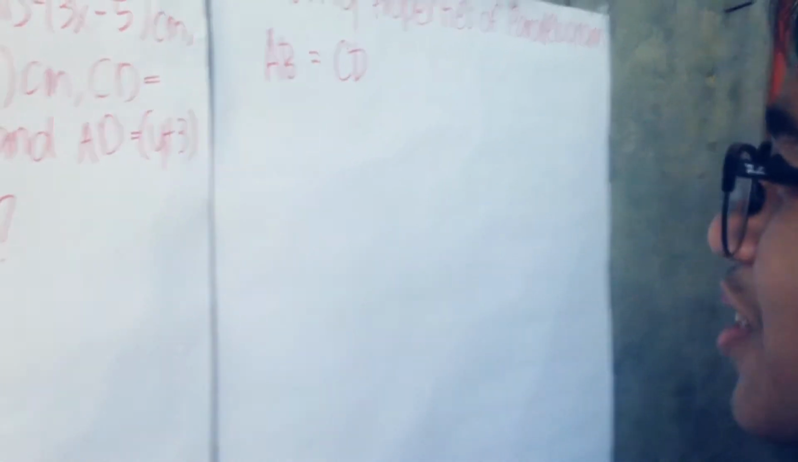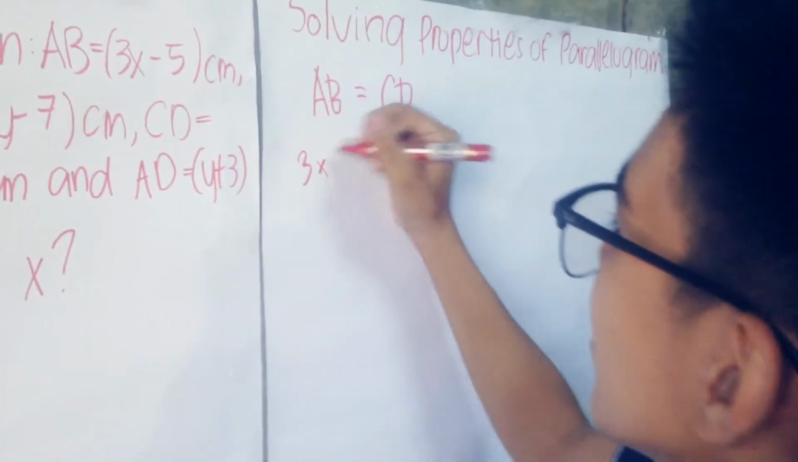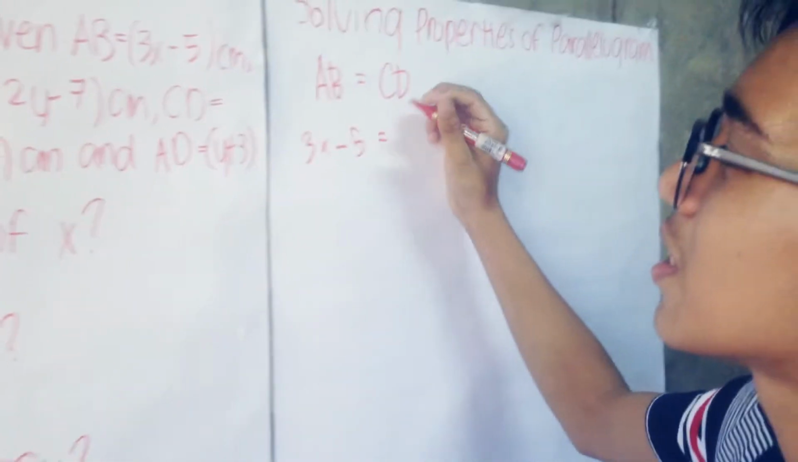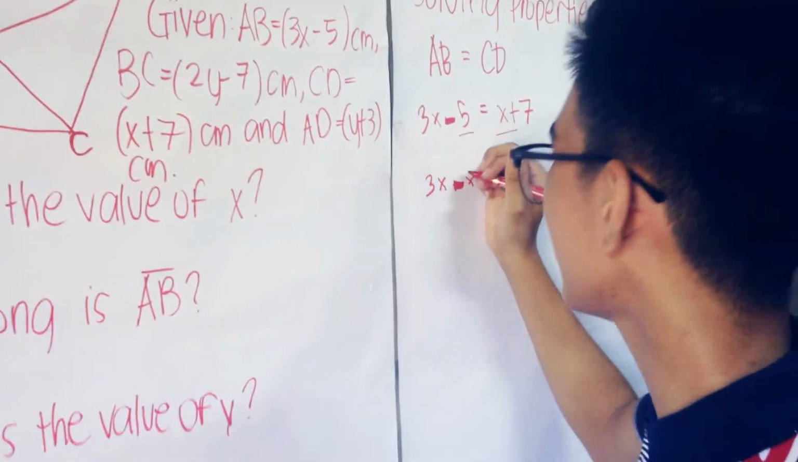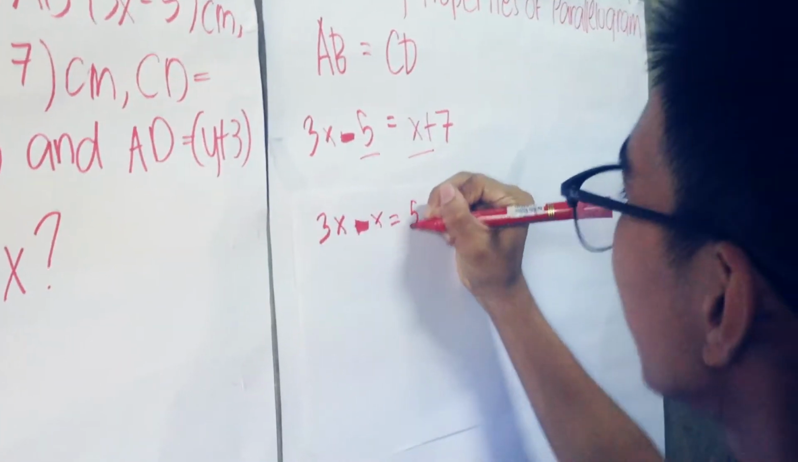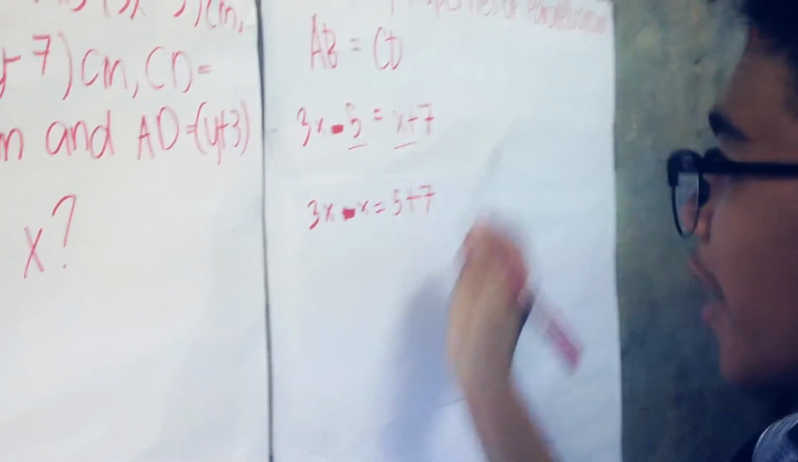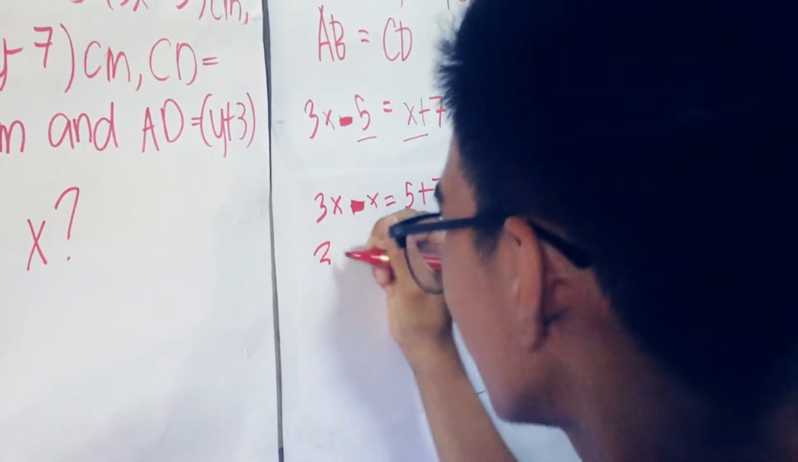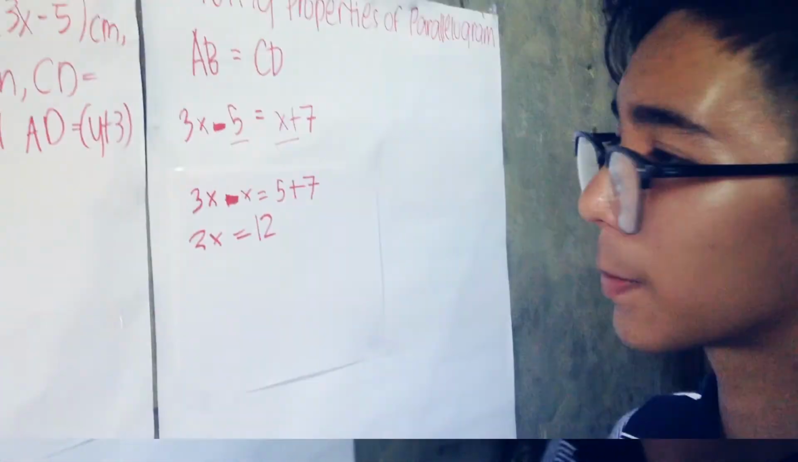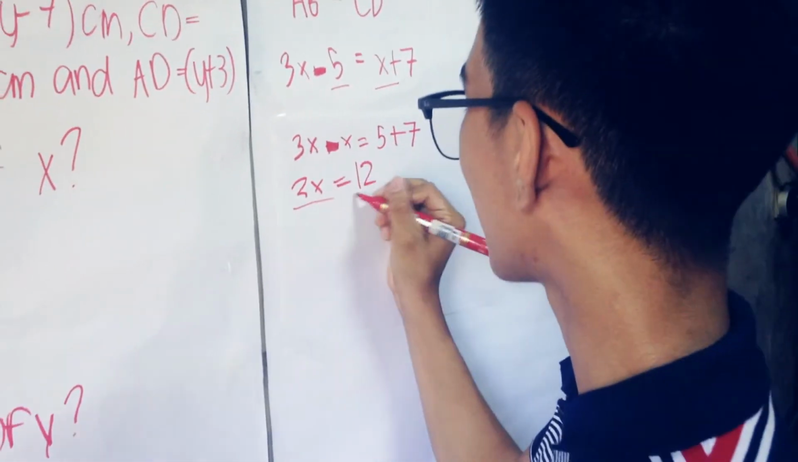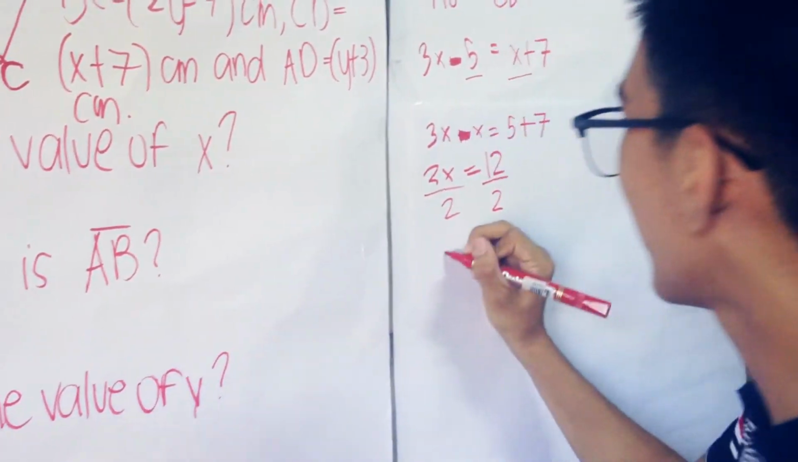So we're going to substitute their values. 3x minus 5 is equal to x plus 7. So with 3x minus x is equal to 5 plus 7. Then you combine like terms. It will be 2x is equal to 12. And then divide both sides by 2. You will have x is equal to 6.